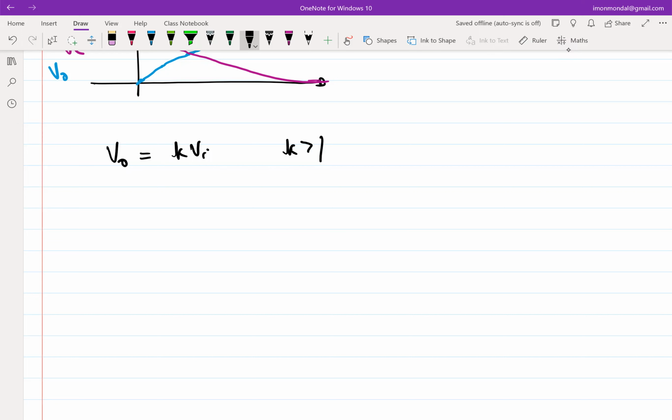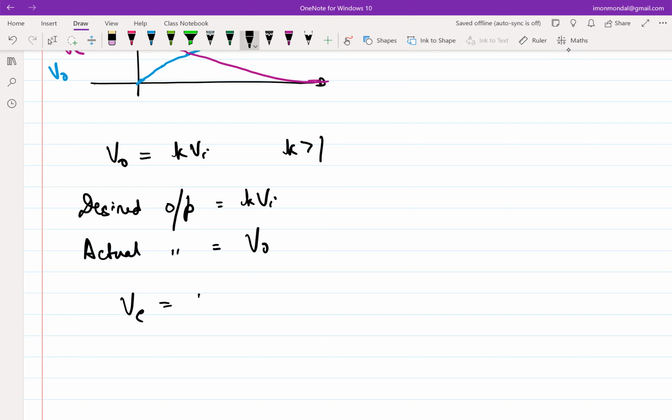Okay, so my desired output is K times Vi. So my actual output is equal to V naught. So the first thing that we have to do is to manufacture a difference, right? Because if we manufacture a difference, I can take a decision based on the difference as to how to drive the output so as to make the difference equal to 0, right? So I manufacture a difference, VE equal to, let's say, V naught minus KVI. Okay, and the idea is to drive this to 0.